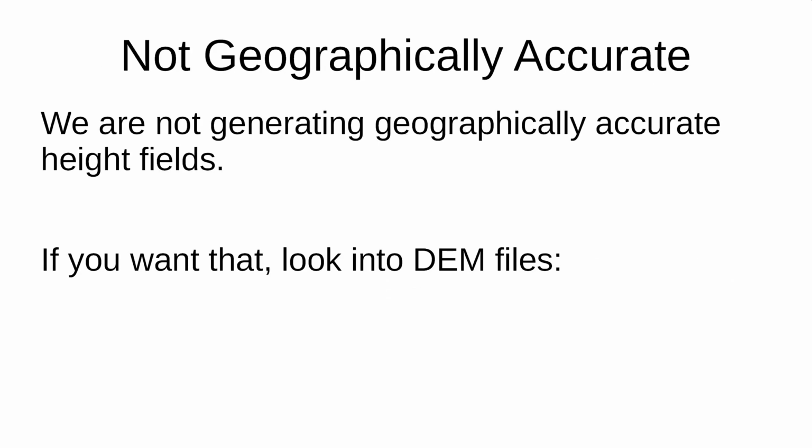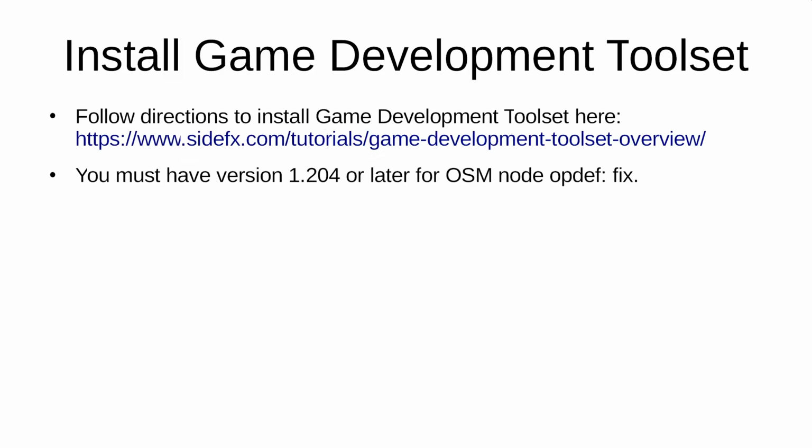This example is not geographically accurate. The elevation isn't real-world elevation. If you want that, maybe look at DEM files that you can get from NASA or some other sources. There's a prerequisite for this, and that is to install the Game Development Toolset. You need to have at least version 1.204 or later because it has an OSM node opdef fix, which will make more sense to you later.